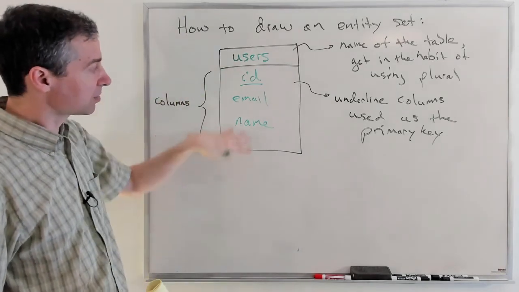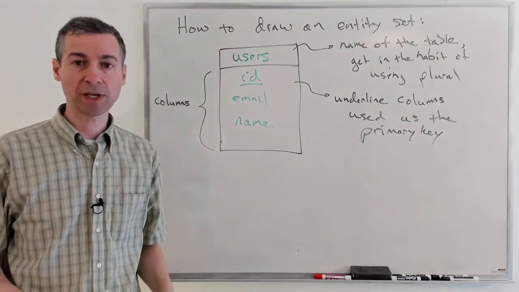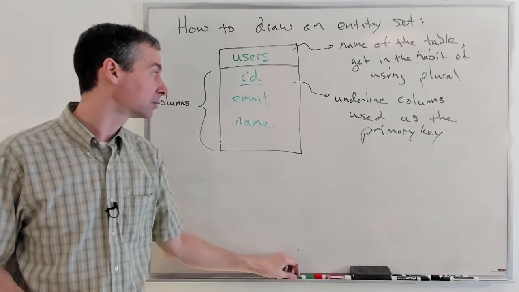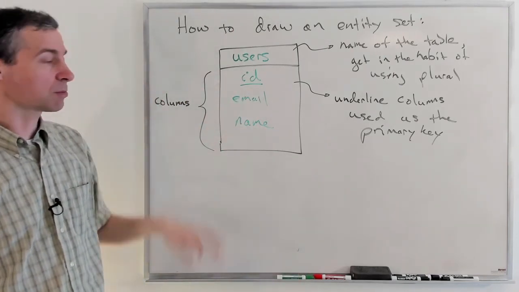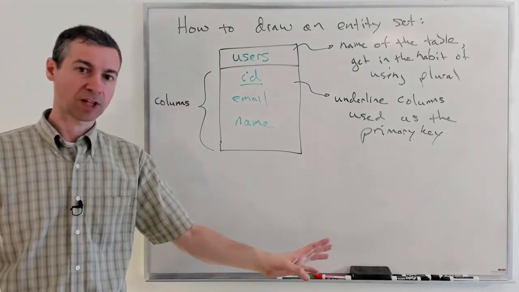Again, those decisions are per table basis. What are we going to call it? What are the attributes going to be? What's the primary key? All right.